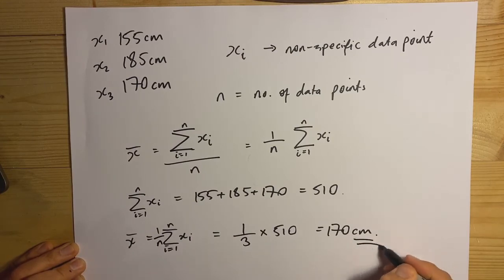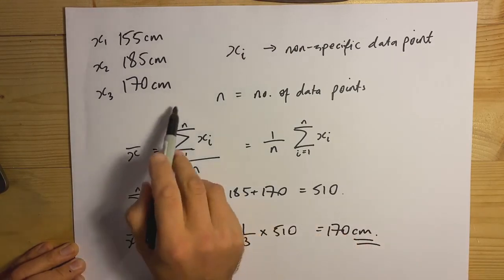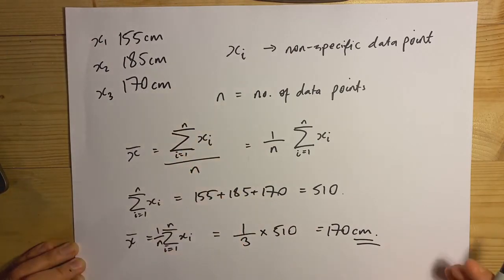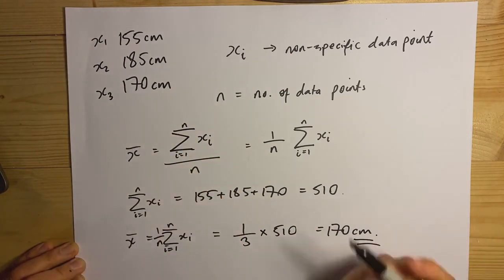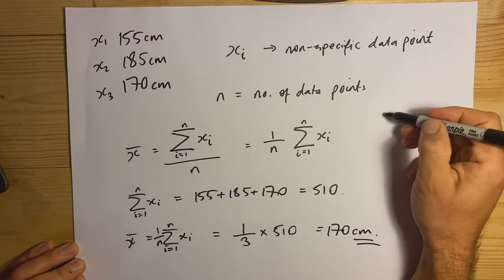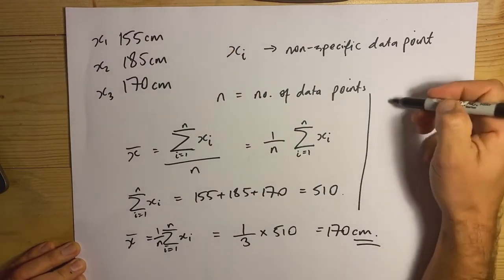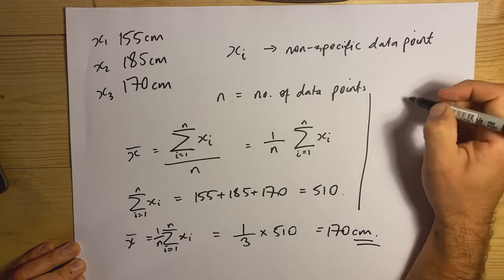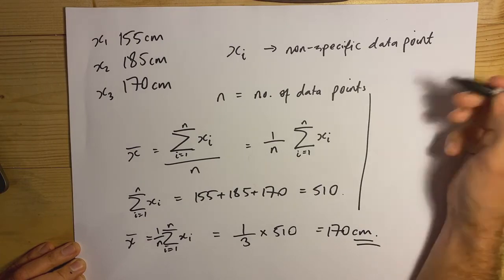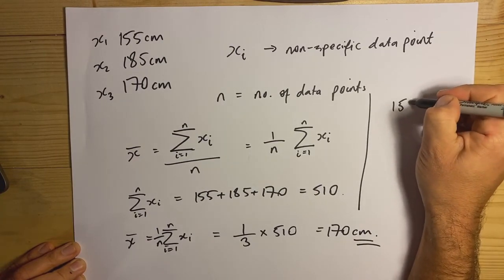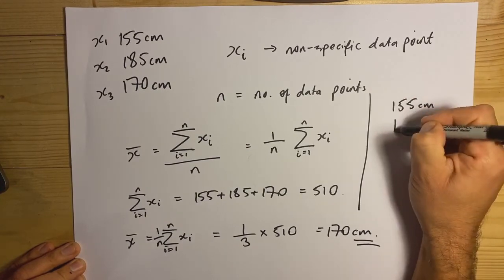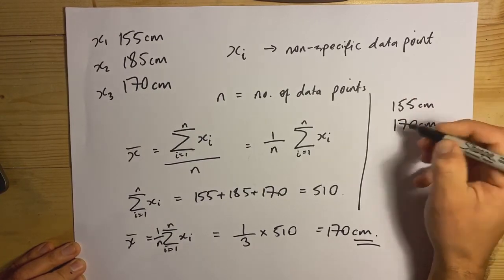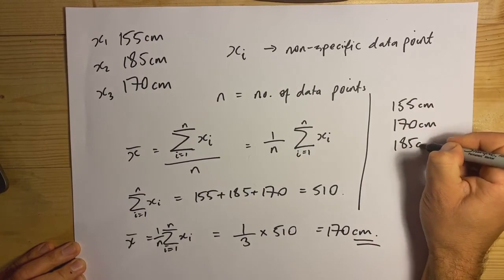And remember, the mean has the same units as the underlying data points. All right, we can also do the median as well. We'll just do that really quickly over here. So the median is if we have to lay out the points in order of increasing number. So for here, that would be 155 centimeters, 170 centimeters, and 185 centimeters.